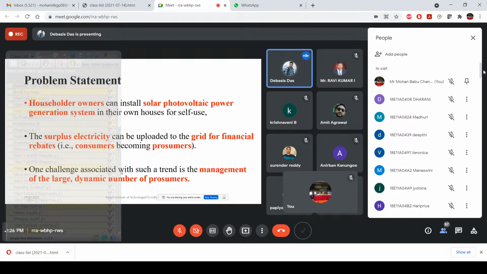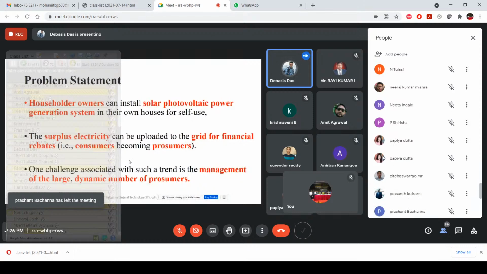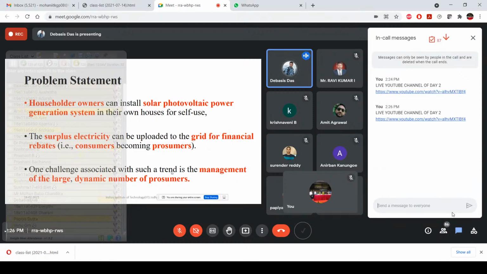Now one challenge: what are the challenges if we concentrate on such a system, where we can utilize our extra energy? The challenge is associated with the management of a large number of systems as well as a dynamic number of prosumers. This is basically a challenging job. We concentrate not only on 1, 2, 3 users, but on 500, 600 users, all houses with a solar energy setup.